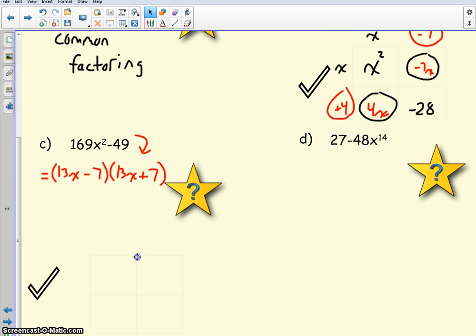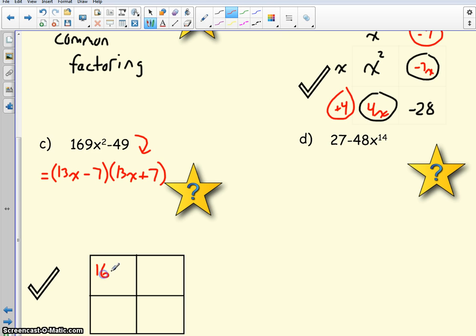You can always throw things into an array. So you could throw in 169x squared up here, okay, and minus 49 down here. And again, you'd be thinking, okay, what multiplies to 169x squared? There's not tons of options. What multiplies to 49? Not tons of options there as well. And the thing to watch out for here is, again, when you have these terms that you're going to wind up with in here, they would have to actually add to 0 because there's no x term in here. So you would try 13x and 13x here, and positive 7 and negative 7 there.